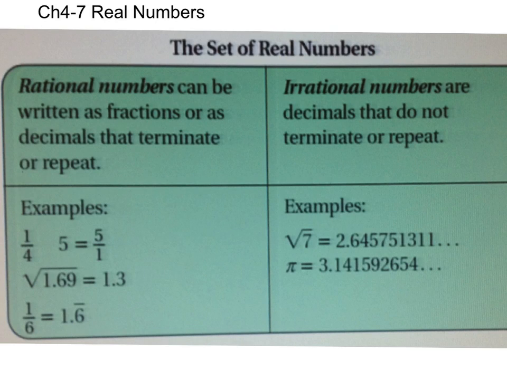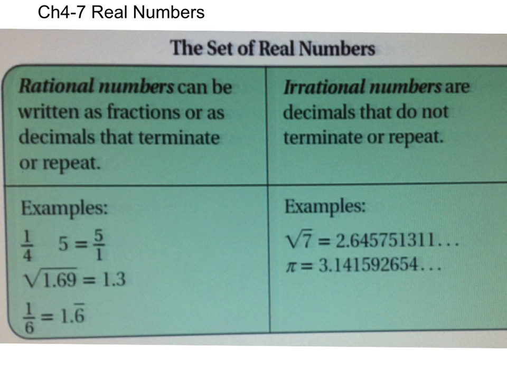Alright, you guys, it's time to get real. Chapter 4.7 deals with the category of numbers called real numbers. And real numbers are just a set of numbers that includes the rational numbers that we're familiar with. Remember, numbers that can be written as fractions. That means terminating decimals, repeating decimals as well.